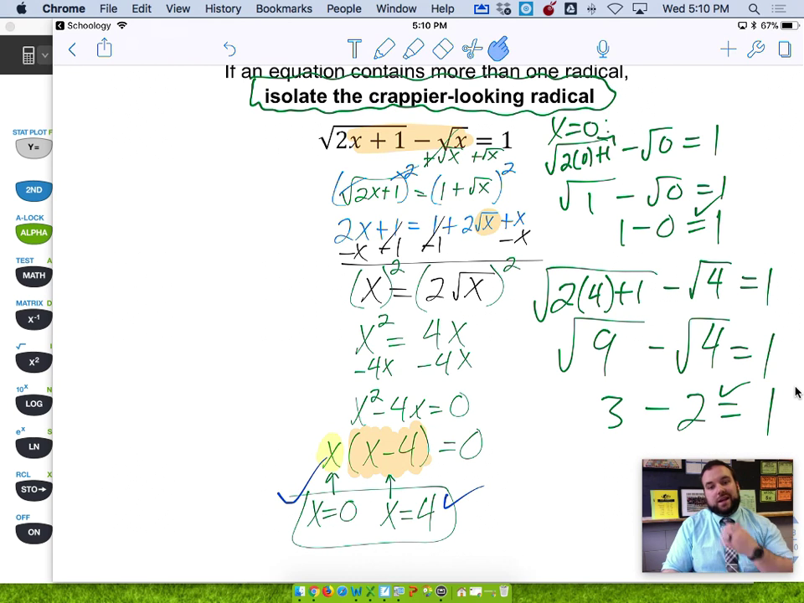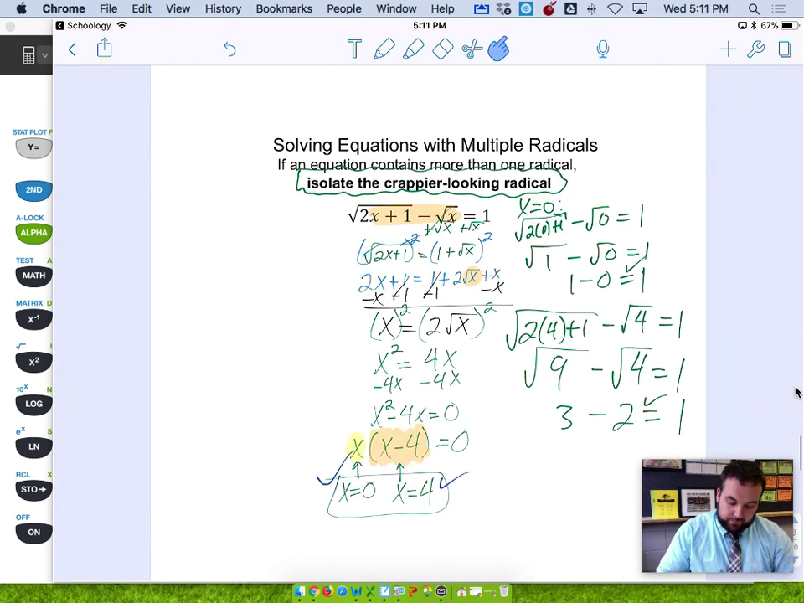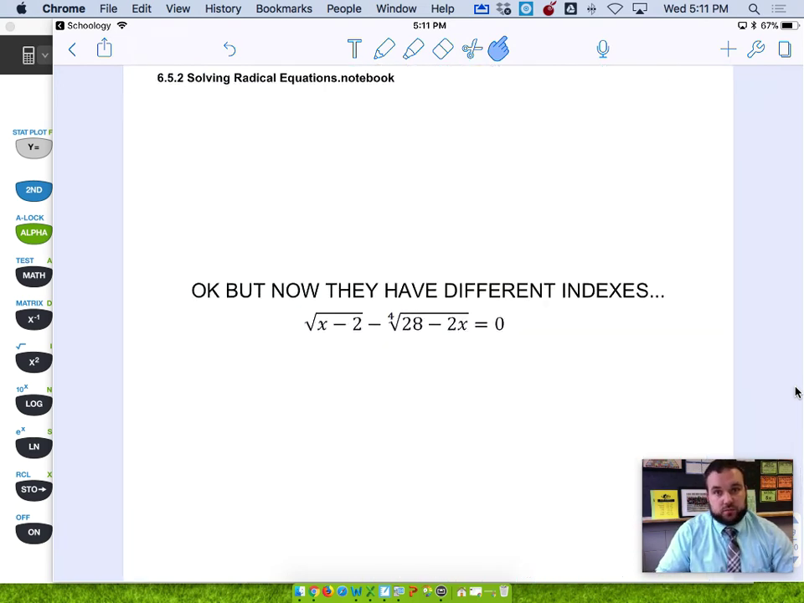Okay. Again, I recognize the length of this problem, and I'm not trying to say it's an easy problem. It takes a while. But if you can keep the systematic approach, get one radical by itself, square both sides, and then in this case we had to do that process again. It hopefully won't be the worst thing that you've done ever, but maybe it does. Okay, so we're going to look at one more type of question, okay?